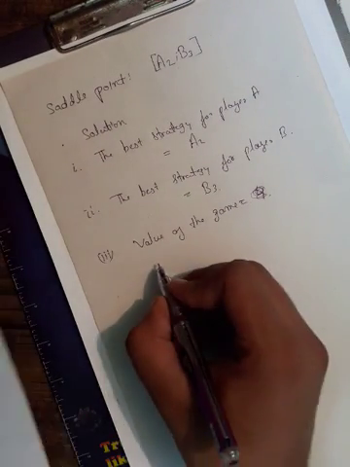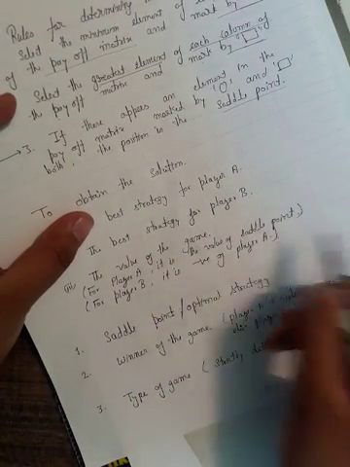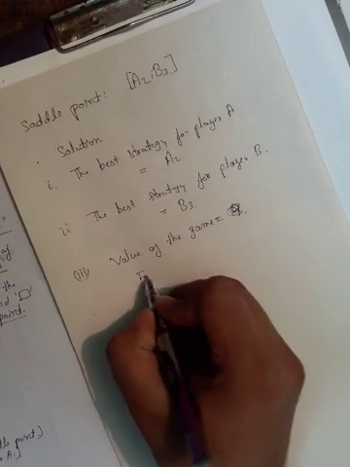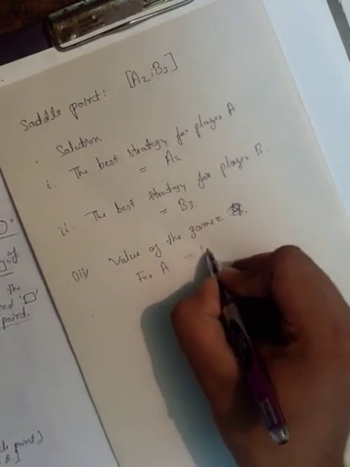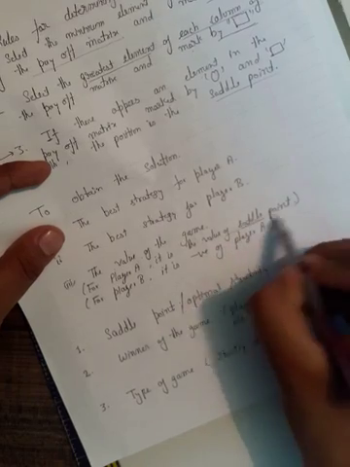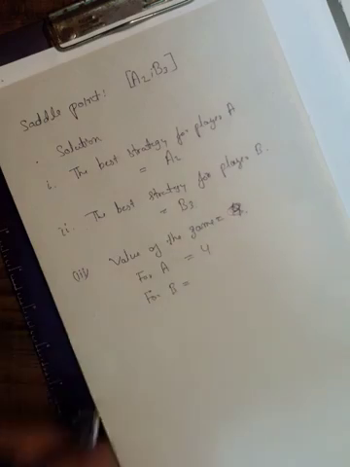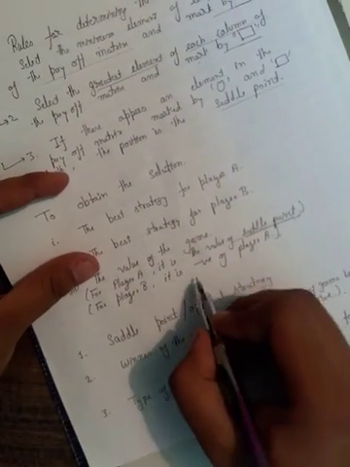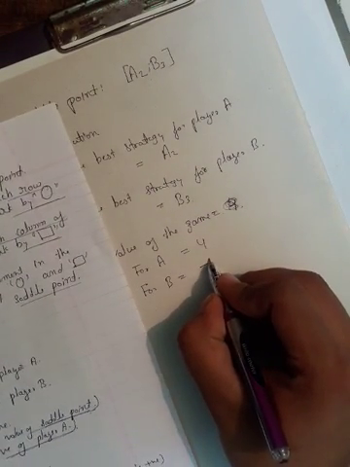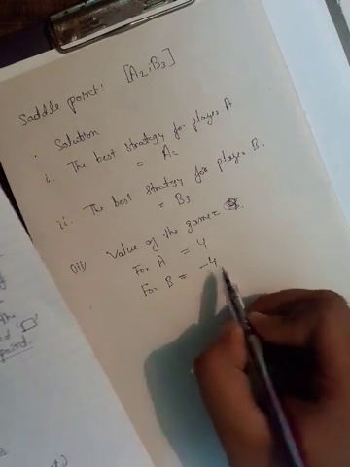For the value of the game, there will be two cases. First case, for player A, it is the value at the saddle point. For A, it is your 4. Now for B, it is the negative of player A's value, so it is -4. This is your value for B.